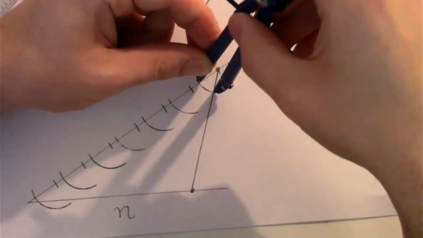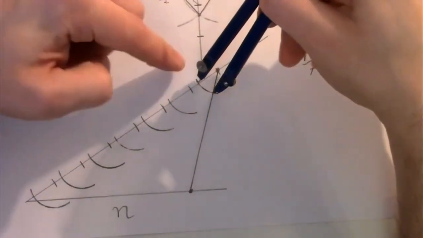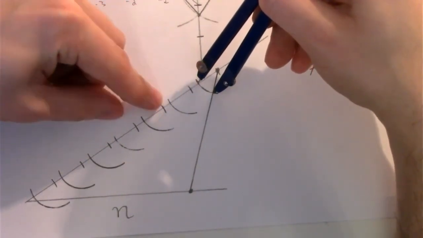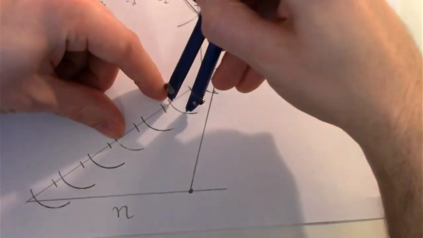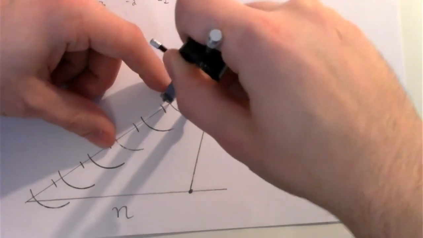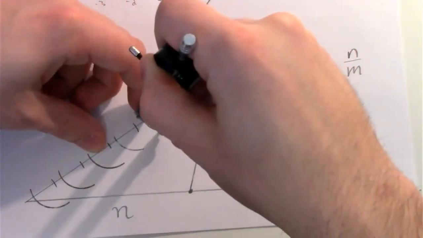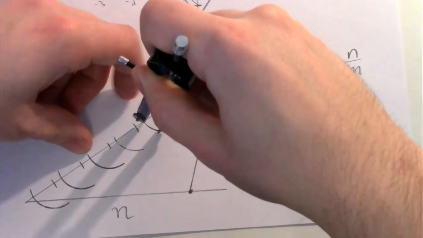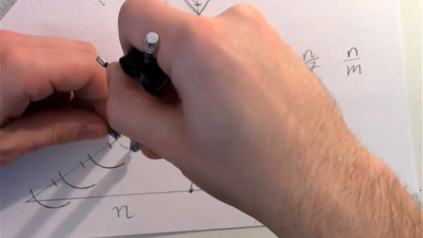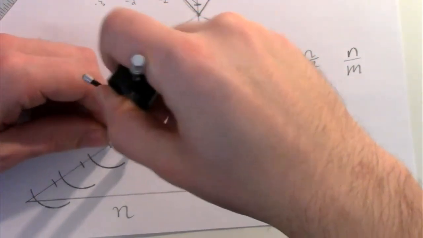Now the point is, notice that this is the point of intersection. I'm going to move this over to this point of intersection here, and I'm going to find the point where these arcs intersect. And again, I'm just going to copy that every step of the way here.